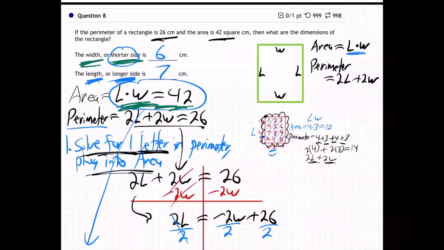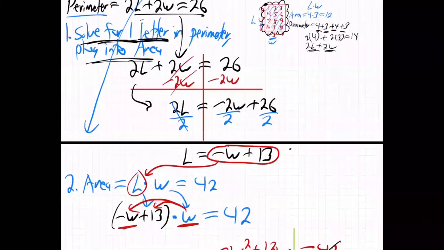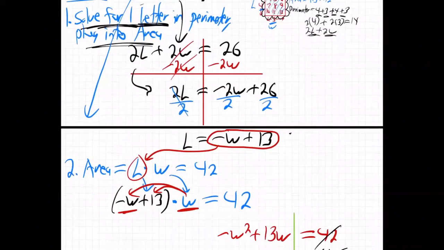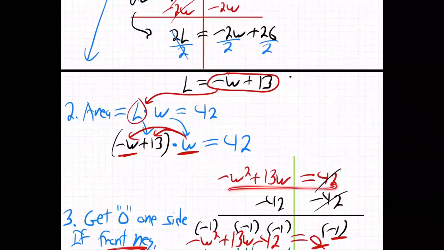What did we do? Let's recap real quick. Well, I wrote the formulas for area and perimeter. Area is length times width, perimeter is 2 length plus 2 width. Took the perimeter one and solved for one of the letters. Got the L alone in the perimeter, plug it into the other equation. That's what we do. We have two equations, two letters. Solve for one letter in one equation, plug it into the other. Plugged in the negative W plus 13 right here for L. Then I distributed through those parentheses, what we always do with parentheses, and I got this equation.